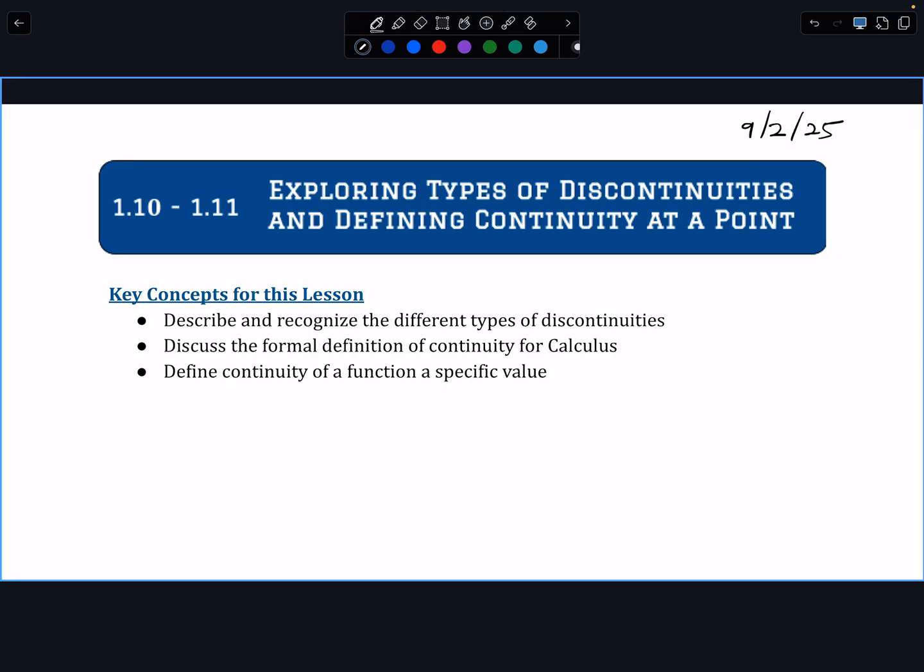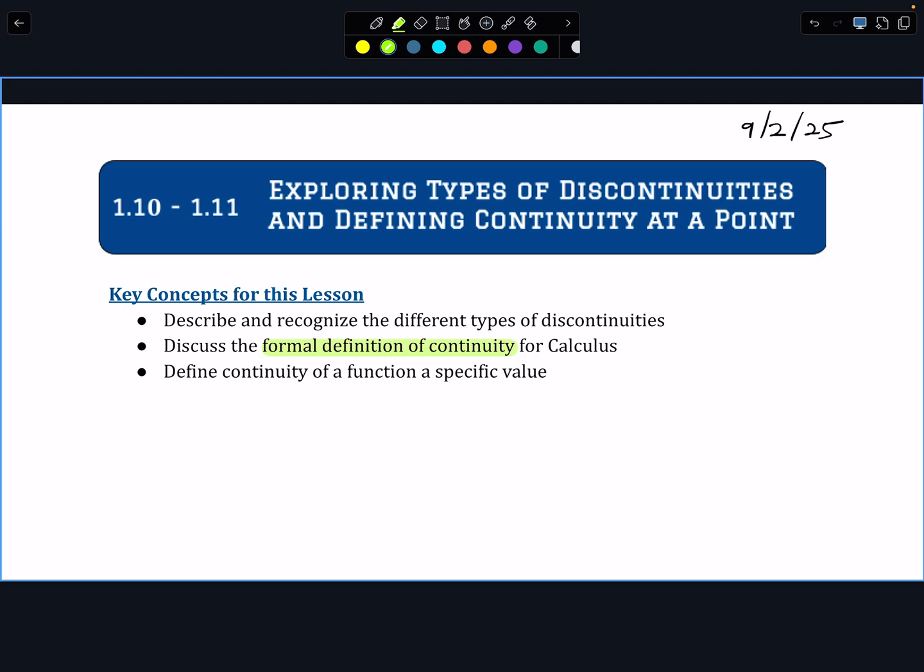Okay. So in this lesson, we will recognize and describe the different types of discontinuities. Discuss, this is important, you guys will need this for the AP test, the formal definition of continuity for calculus. And then you guys will learn to tell me whether or not something is continuous at a certain point. You guys will learn what that means.